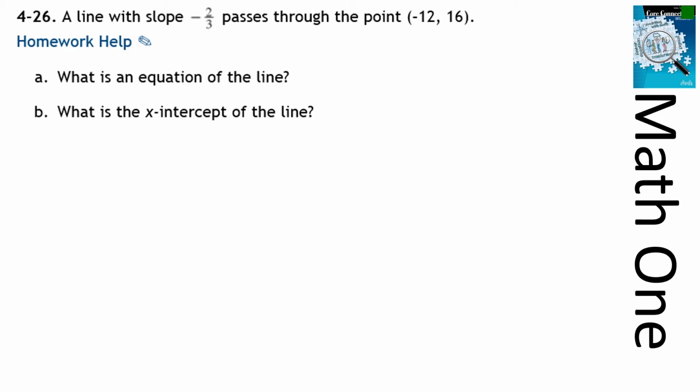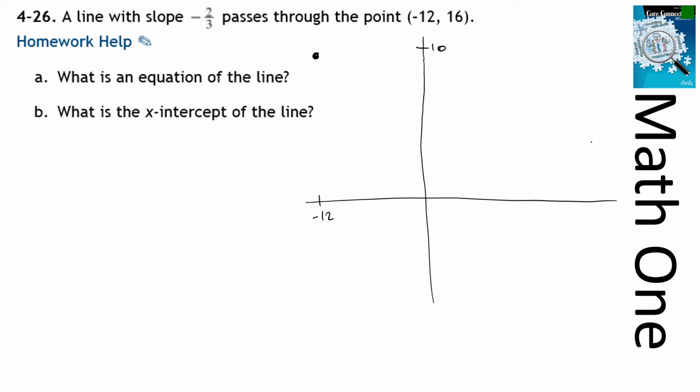A line with a slope of -2/3 passes through the point (-12, 16). What is the equation of that line? So let's take a look at a sketch of the situation, kind of a crude sketch, right? So I'm over here at x is about -12, and y is up a little higher than that, right? Y is at about 16. So here is about 16. So here's a starting point. The one point they gave us, -12 for x and 16 for y.